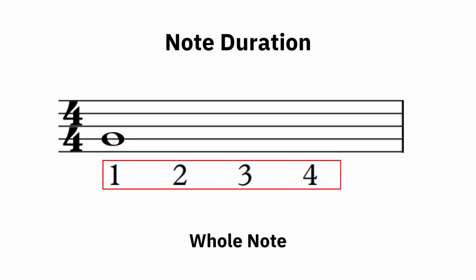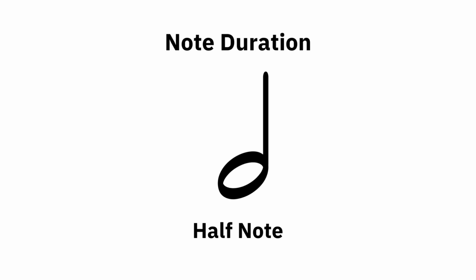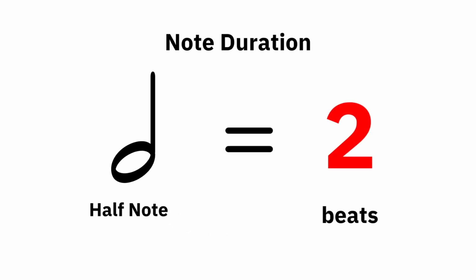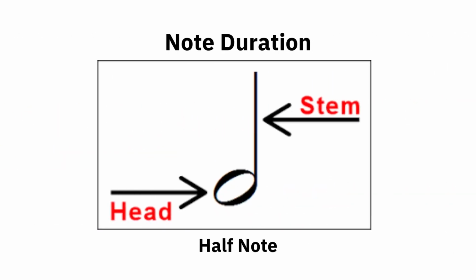Right again. It's a whole note. The half note. The half note gets 2 beats. You can typically find the half note because it has a head and a stem.